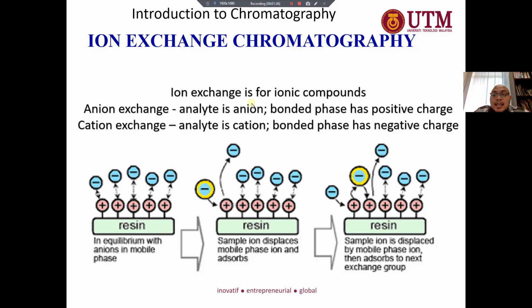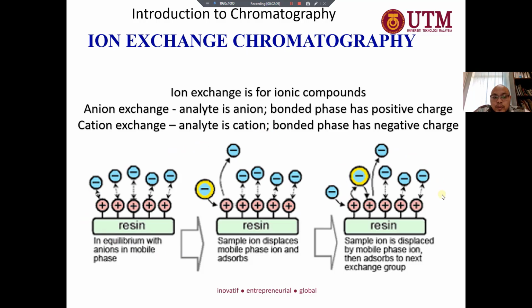Examples of analytes that are anionic are fluoride, chloride, and bromide. Those are examples of analytes which are anionic. Examples of analytes which are cationic, or have a positive charge, are potassium, lithium, and sodium, whose properties are positive.